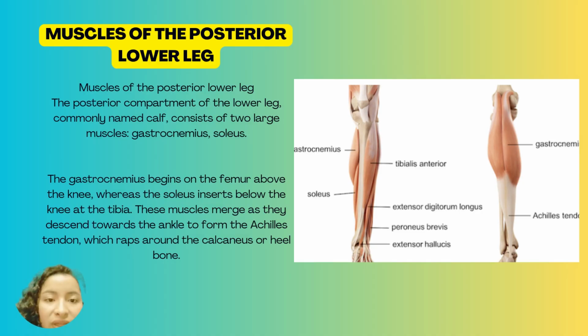In the deep posterior compartment of the lower leg are the following muscles: tibialis posterior, flexor digitorum longus, and flexor hallucis longus. The tibialis posterior pulls the foot inward, and the flexor muscles flex the toes and hallux, respectively. Together, they also control plantar flexion of the foot.